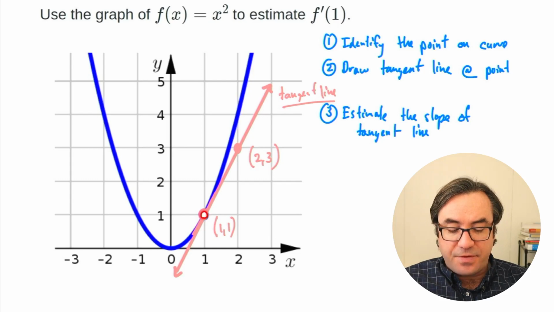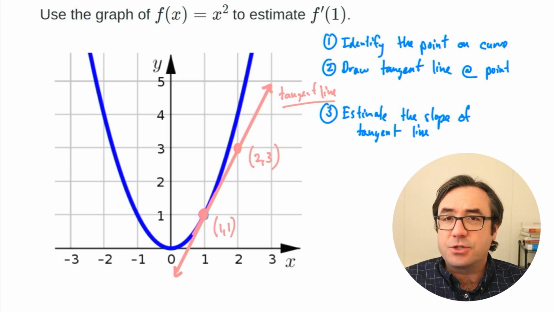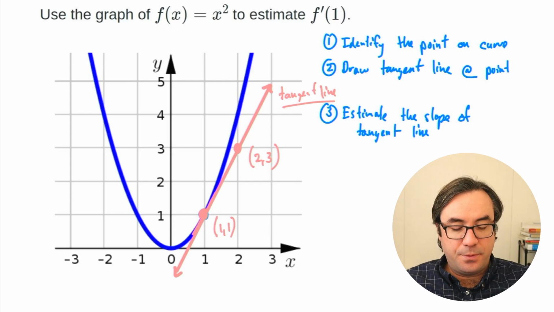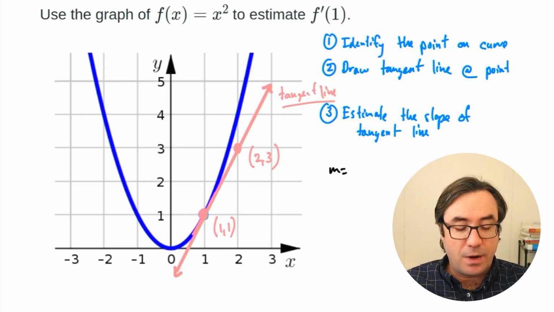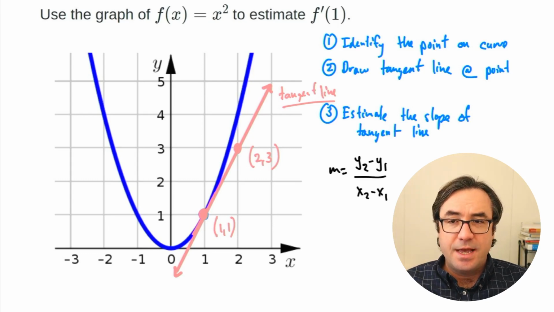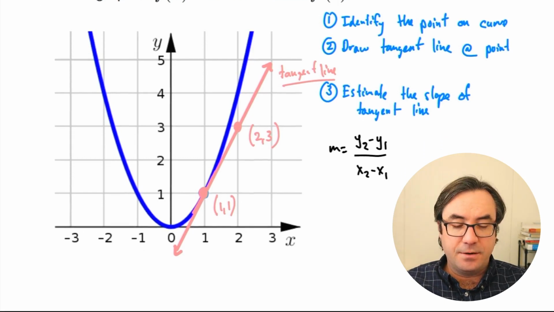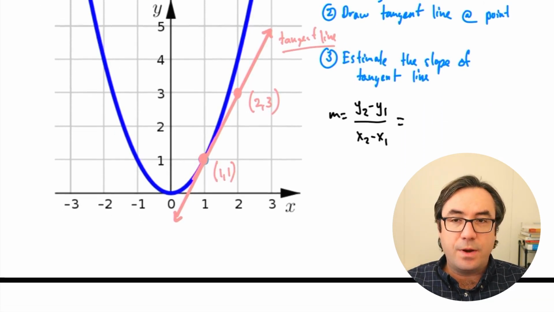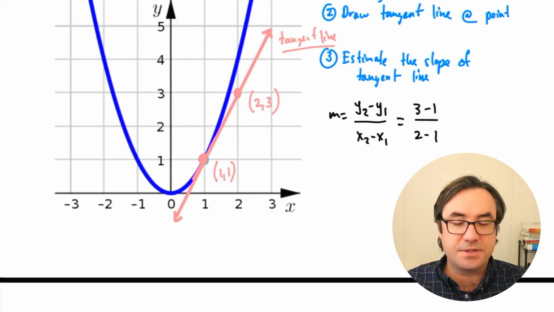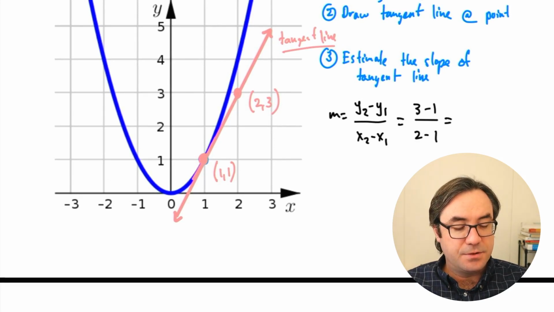And once we've identified our 2 points, now we can use our slope formula for the slope of a line. If we remember, slope is change in y over change in x. So it's the difference of the 2 y-coordinates divided by the difference of the 2 x-coordinates. If we plug in our y-coordinates, we end up with 3 minus 1, and our x-coordinates are 2 minus 1. So this ends up being 2 over 1, or 2.